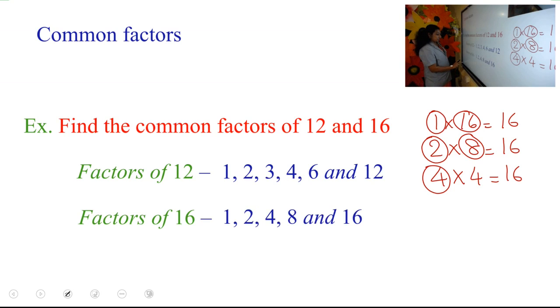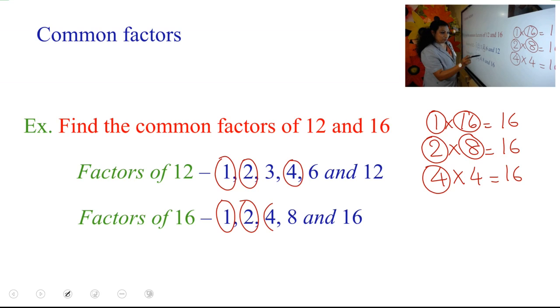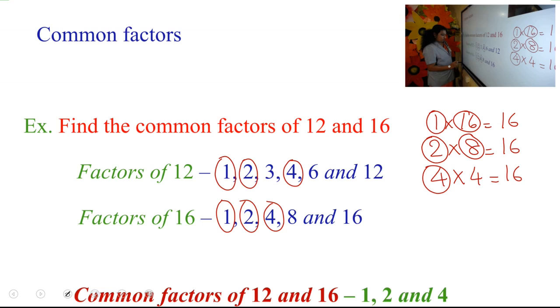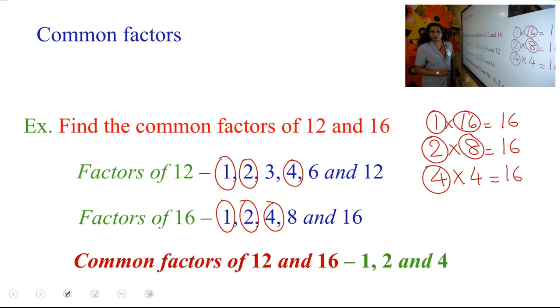So, we'll see what is the common factor between 12 and 16. What is common here? 1 is common, isn't it? Then 2 is common. Then 3 is not here. So, 4 is common. Common factors of 12 and 16 are 1, 2 and 4.